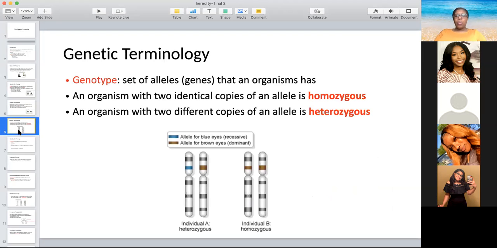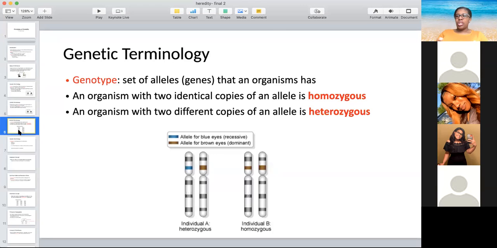All right, and so when we're studying patterns of inheritance, there's this concept of a genotype and phenotype. In your notes, write down that your genotype is simply the set of genes that you have. The set of alleles or genes that an organism has is said to be their genotype. We can look at your genotype, your set of genes, to predict a lot of factors, traits, and characteristics about an organism.